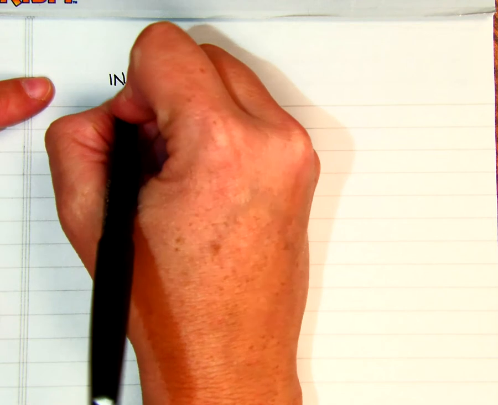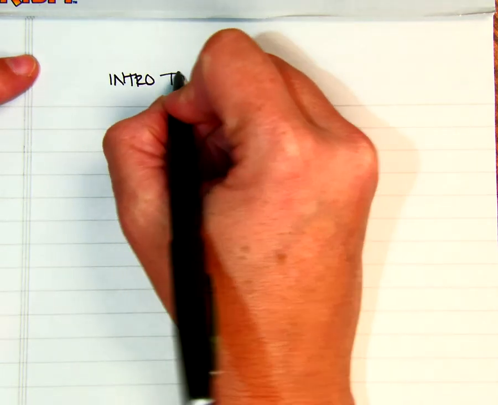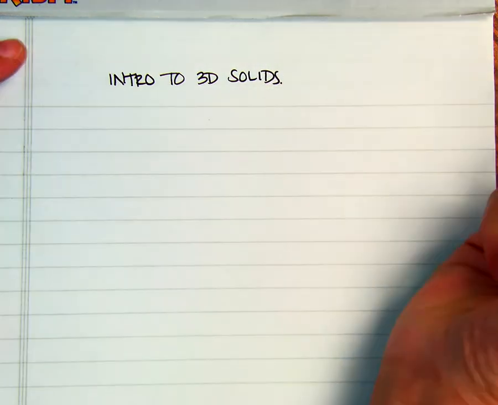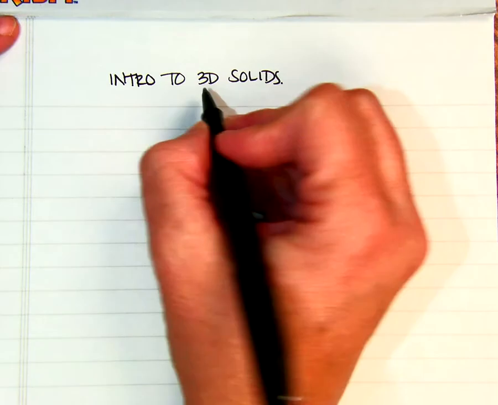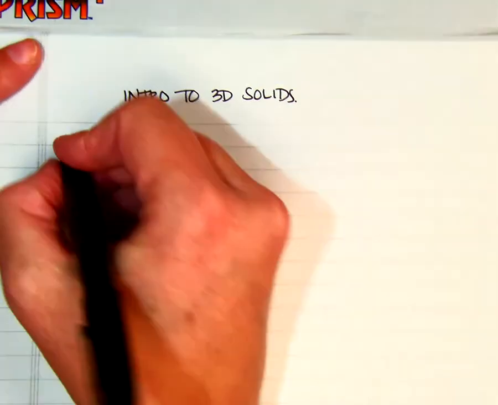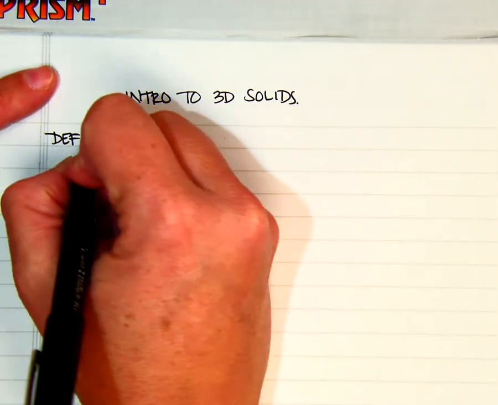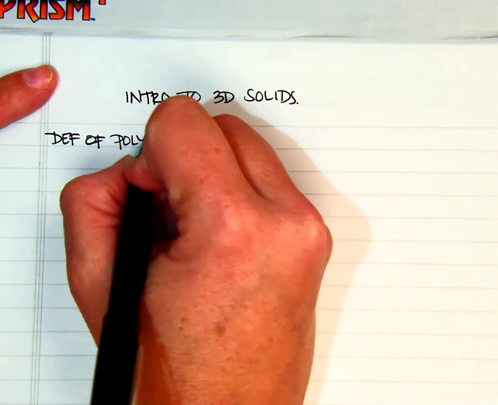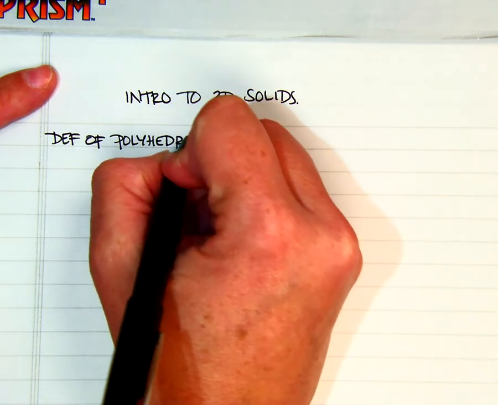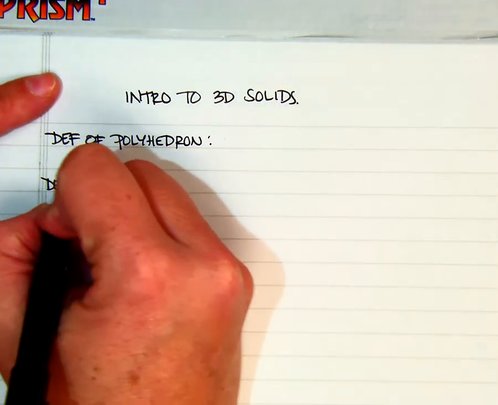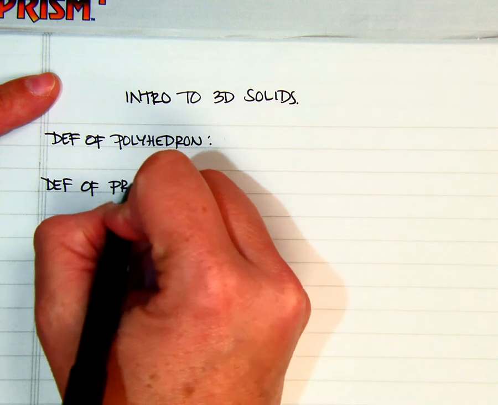Okay, so we are going to do an intro to three-dimensional or 3D solids. By definition, a 3D solid is a three-dimensional figure. We also have the definition of polyhedron, which I'm going to define here in a minute, and the definition of prism.